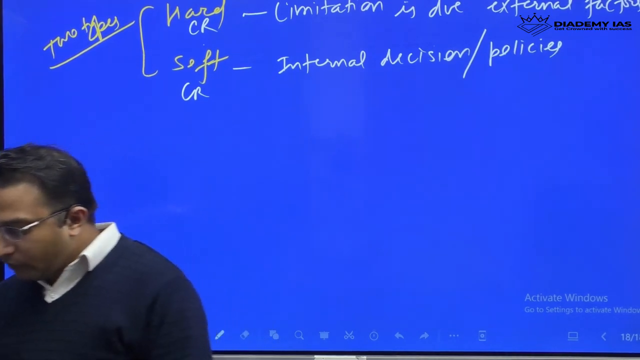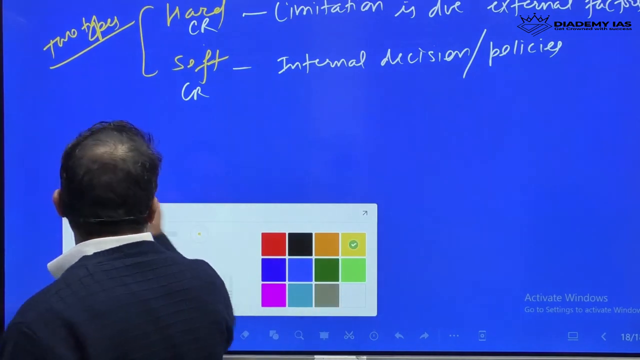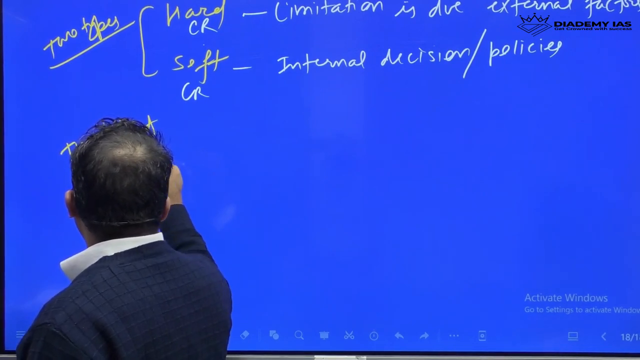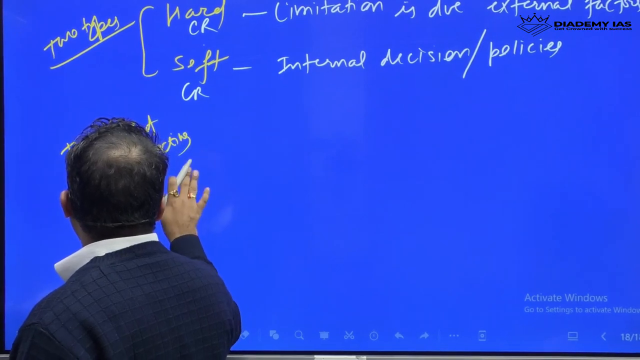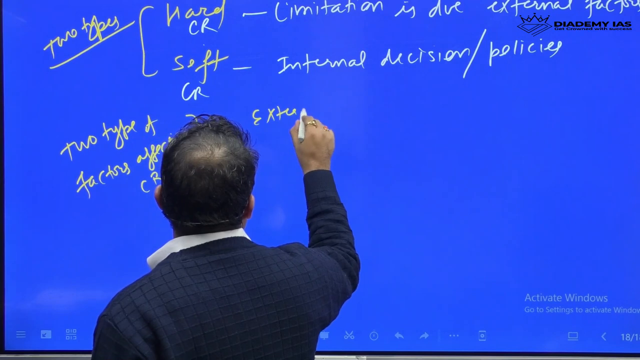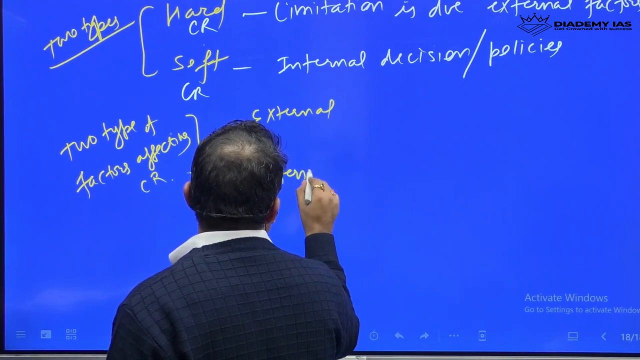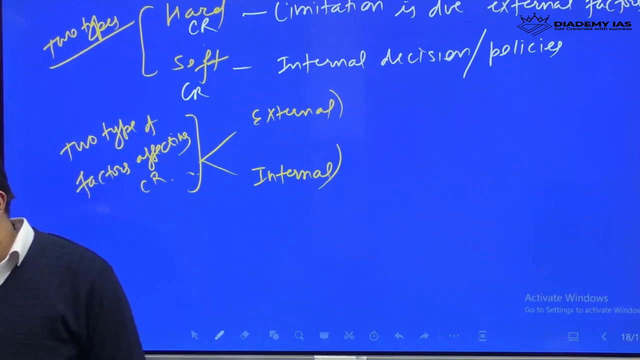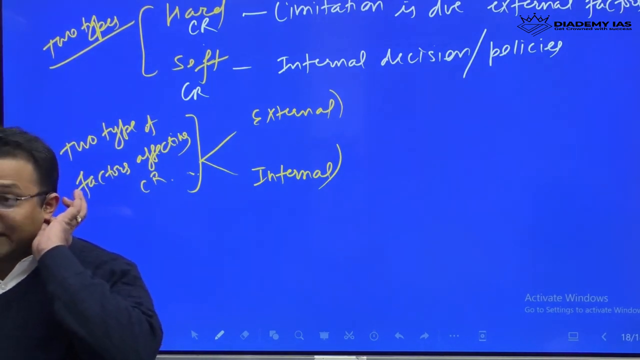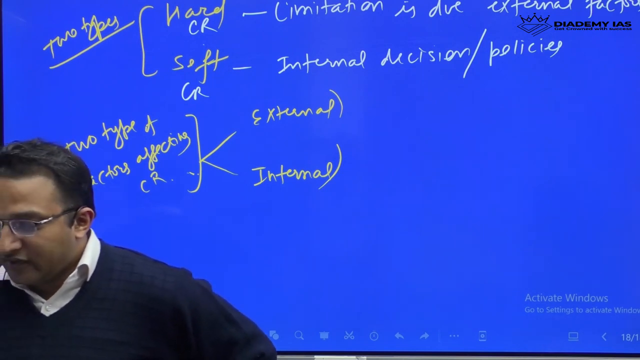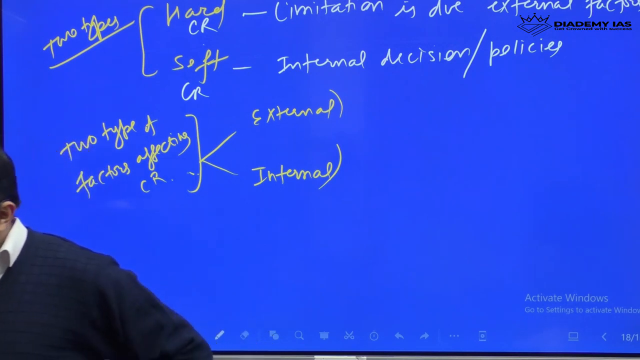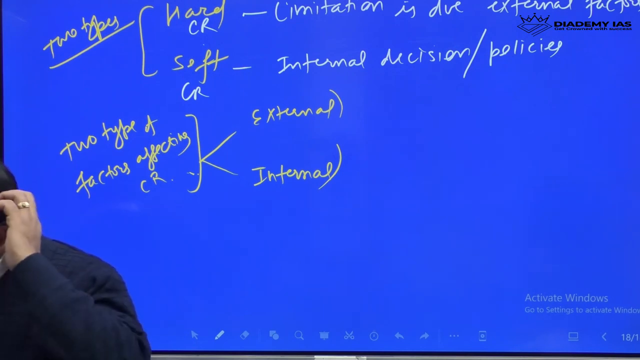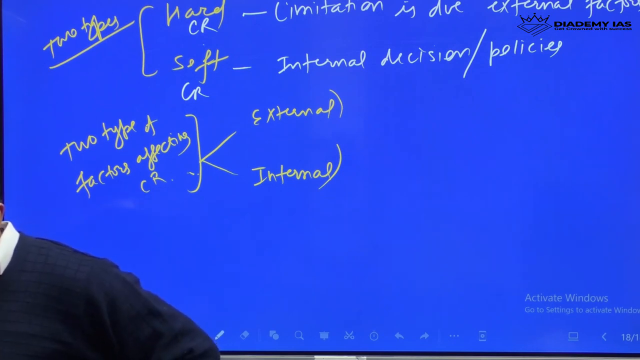Okay. Now, what factors? There are two types of factors affecting capital rationing. Again, the same thing, external factors and internal factors. So basically, I am giving you the ready-made answer, 10 marker. This question has already come many times. Last came in 2021 also. So in 2021, the question was, what is capital rationing? Explain the principles of capital rationing.